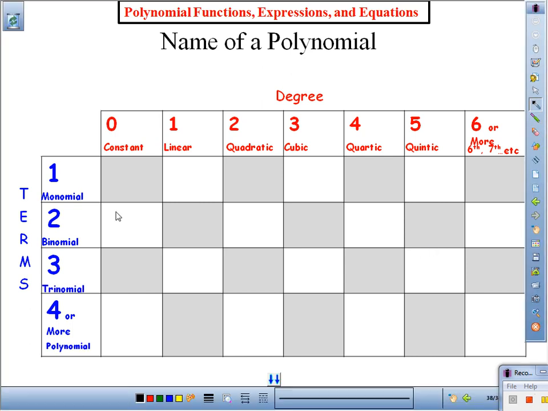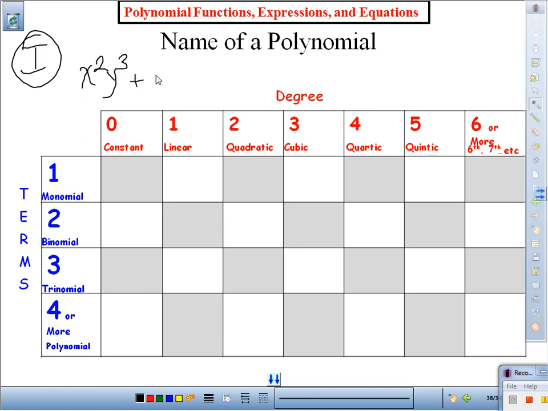So, for example, if I was to give you this one, Roman numeral 1, here's a polynomial: x squared y to the third plus 3. To find out the name of that polynomial, first I need to find out the degree. Well, I circle the first term. What's the degree of this one? 5. Why 5? Because I add the exponents on the variables. The degree of this term is 0 because it doesn't have a variable. What's the highest degree? So the name of this one is a quintic.